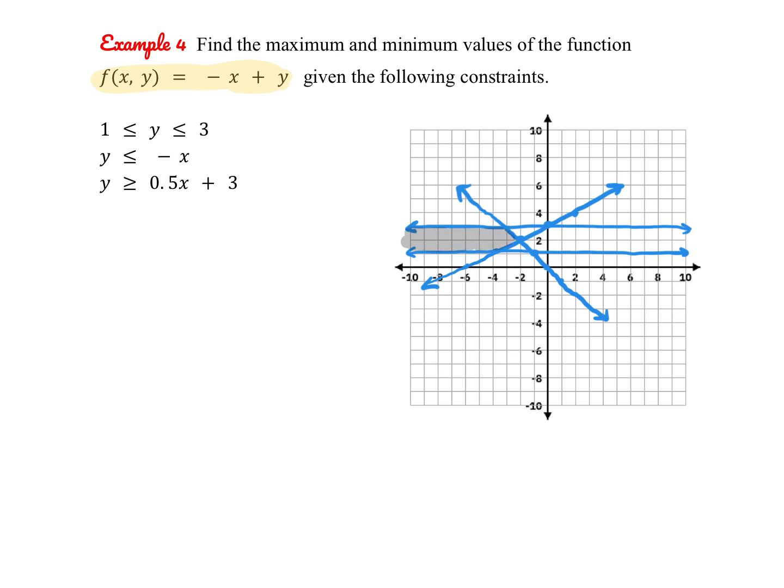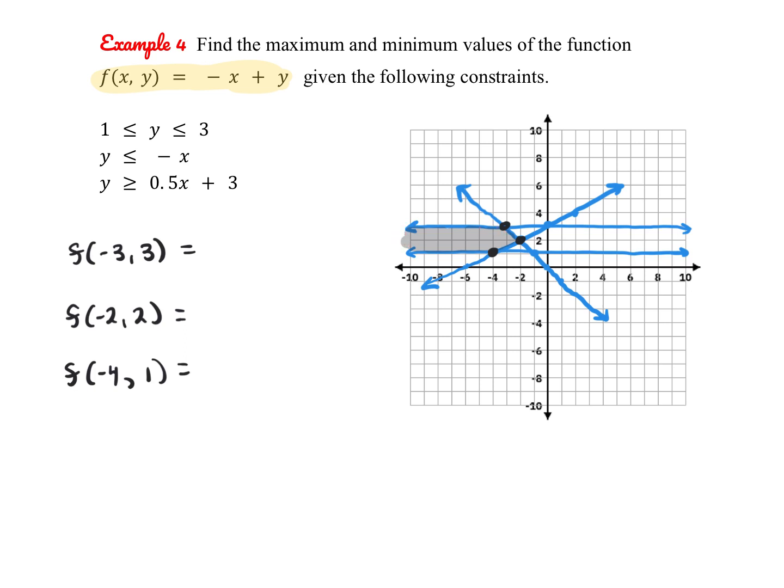So when you have an unbounded area, you're still going to look at the vertices of the points of intersection. So here we have 3 vertices we can work with. So we'll check f of -3, 3, and that would be this value right here. And then we'll check f of -2, 2, and then f of -4, 1.